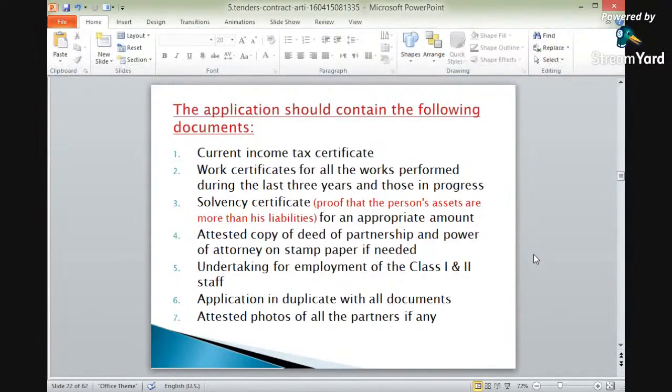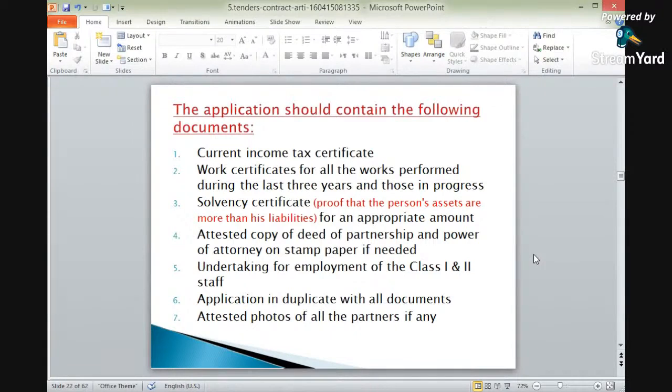Again, an attested copy of the deed of partnership and power of attorney on stamp paper, if needed. The power of attorney is also to be attached, or a deed of partnership. Okay? If there is any partnership or power of attorney, if we are giving authority to any other contractors, then that letter is also to be attached. Okay? Again, the fifth point is nothing but the undertaking for employment of the class 1 and 2 staff. Okay? So it is to be attached.